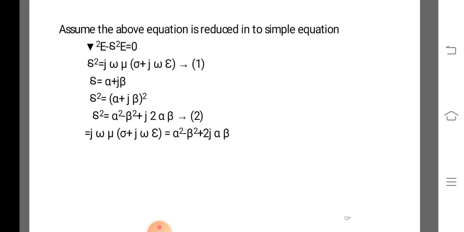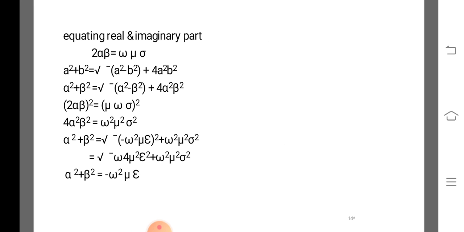For a good conductor, gamma equal to root of j omega mu sigma. So we can separate the j value out: root of omega mu sigma into root of j. Root of j is 1 angle 90 degrees, that means 45 degrees, which comes out from those summarized expressions. Thank you.